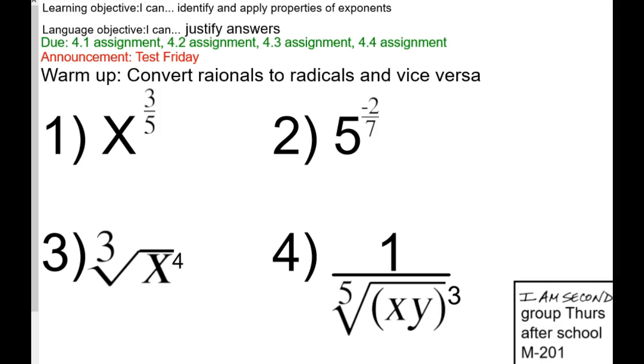So, number 1 and 2 are both rational, and I want you to give it to me as a radical. 3 and 4 are radicals. I want you to write them as a rational. Okay, so you should be able to go both ways. Now, number 1, let's see what we remember. If you missed yesterday or you forgot, here's how you know what to do.